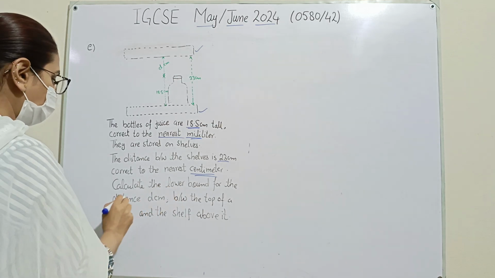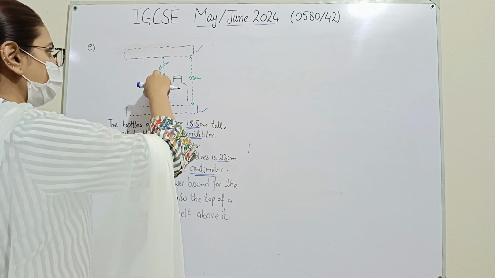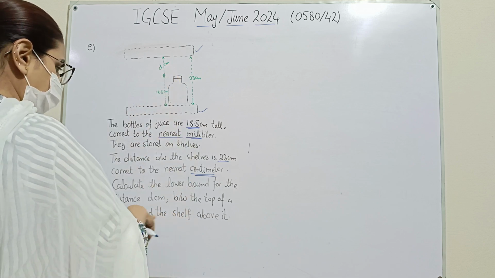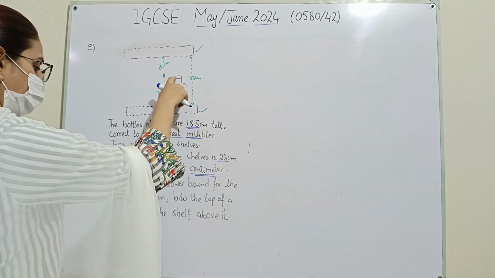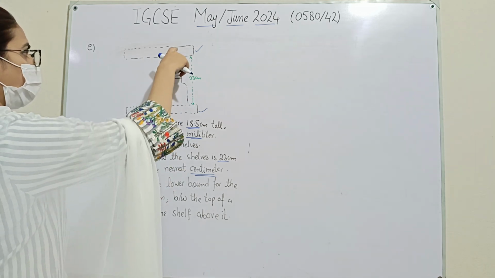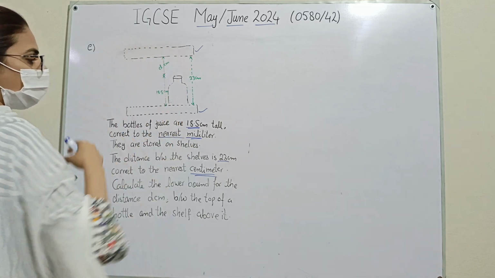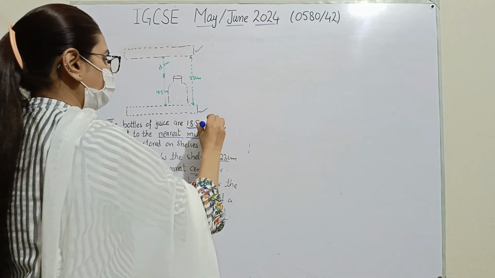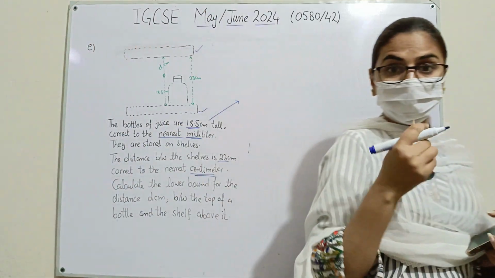Calculate the lower bound of the distance. You have to calculate the lower bound of this distance d centimeters between the top of the bottle and the shelf above it. This is the top of the bottle and this is the shelf above the bottle. First of all, you have to focus on what he has given you, nearest to which unit.